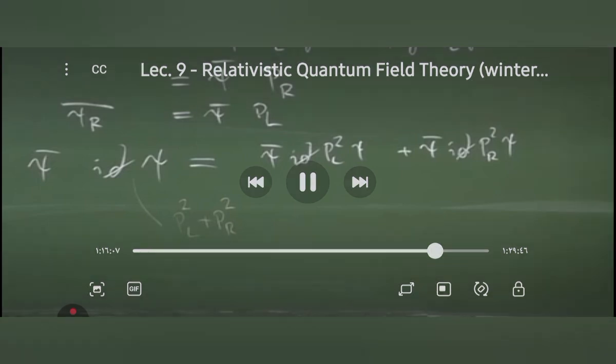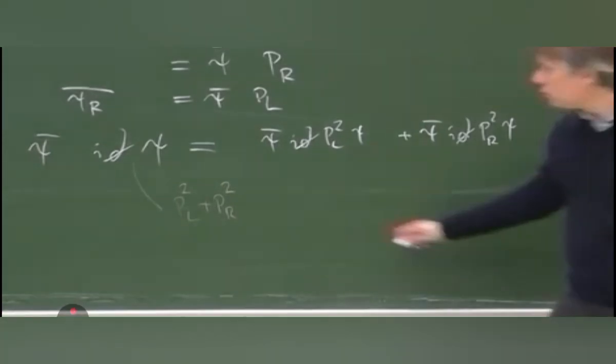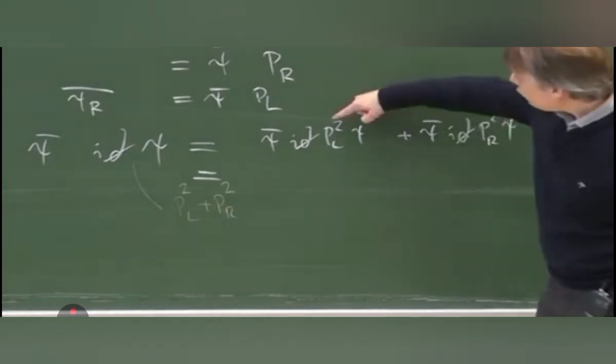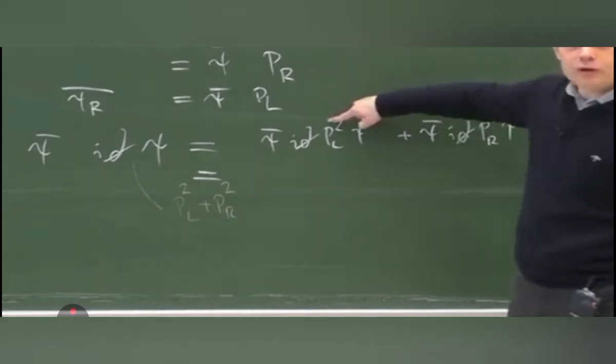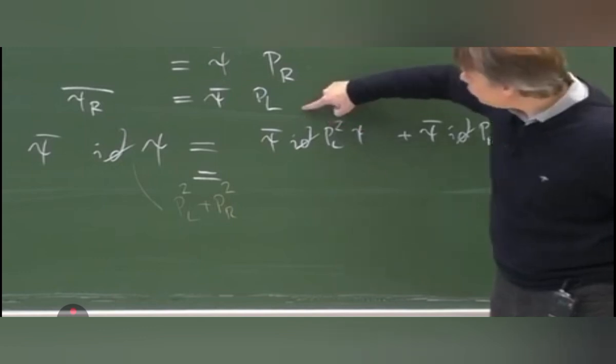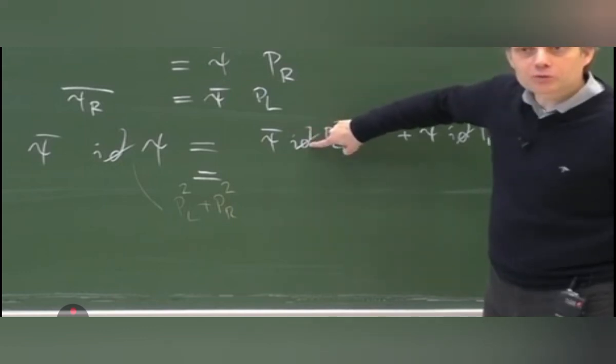How can we now continue to rearrange the term? Of course, P left squared is P left times P left, and one of the two P left factors can be commuted around the d slash.